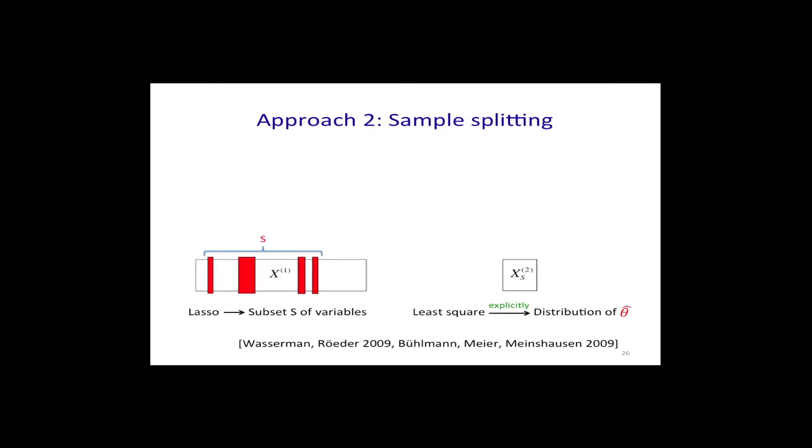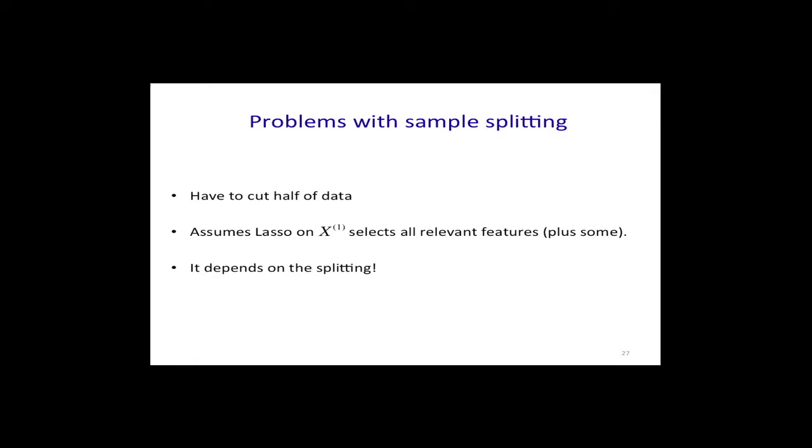The second problem is that, of course, you need to throw away half of the data, and in many cases it could be problematic to fit the lasso estimator. But the main problem is that it actually depends on the splitting. So if you split the data in two halves in another way, you'll come up with another estimate for your theta hat and other confidence intervals. So it depends on how you are splitting the data.